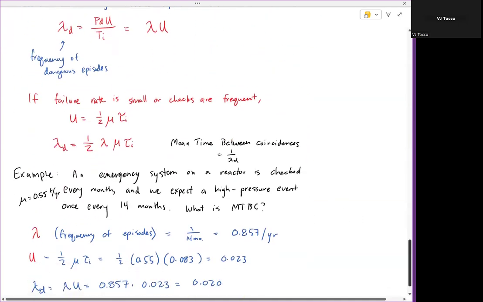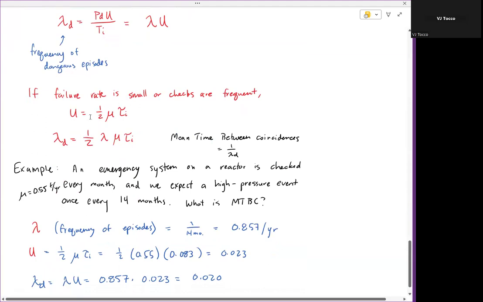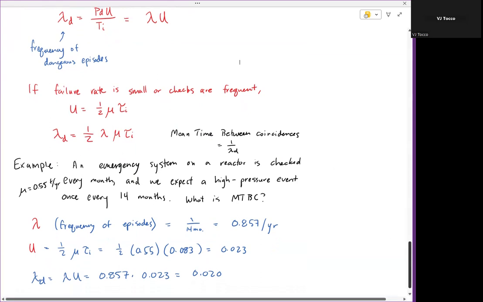If the failure rate is small or the checks are infrequent, I can express it like this, where unavailability is 1/2 times mu times TI, and lambda D is expressed in this way by plugging in the value for U into this expression. So let's say that we have an emergency system on a reactor and that's checked every month, and we expect a high pressure event every 14 months.